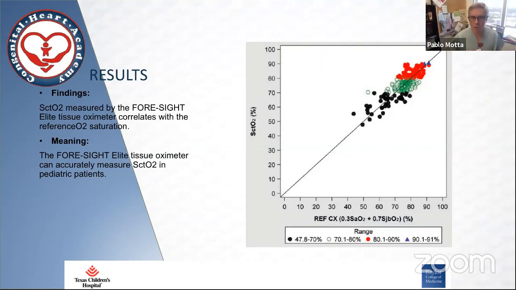So we need to look more into validating these different systems so we can rely on them, and more outcome studies to see if the use of NIRS, not alone, with intervention, can improve the outcomes, neurologic outcomes after congenital heart surgery.